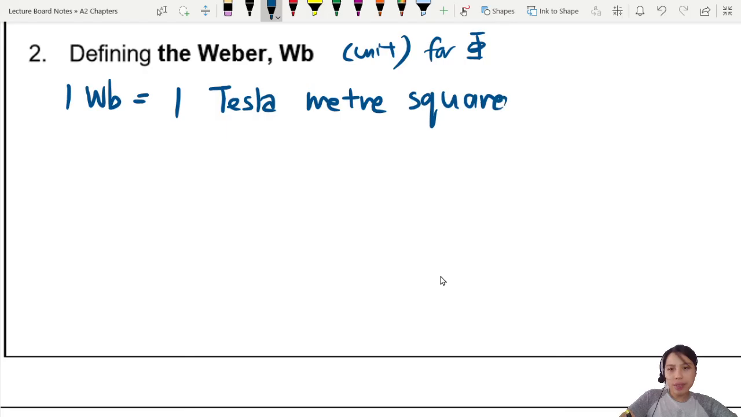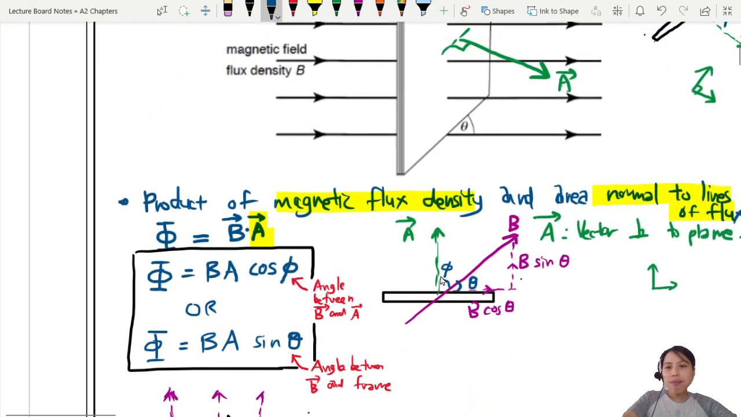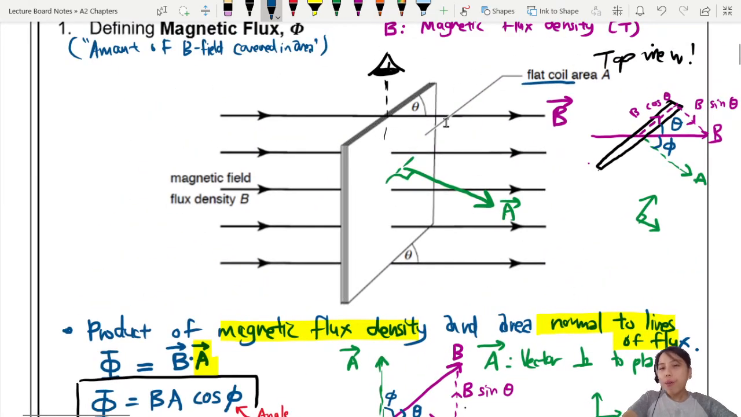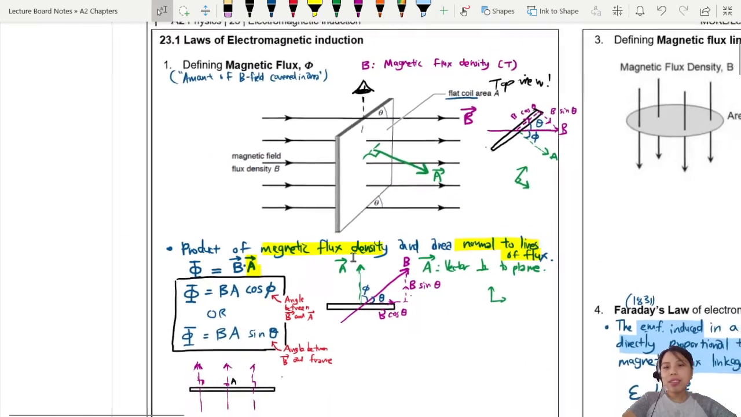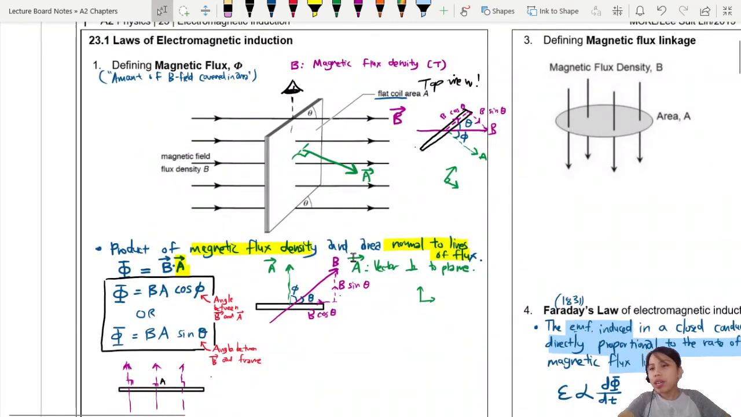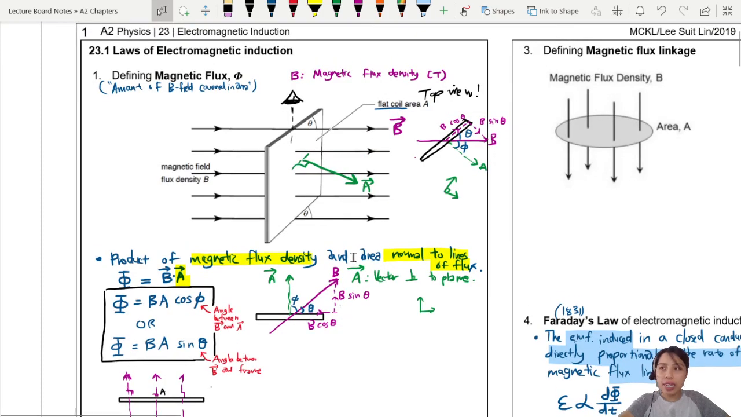Where did we get that from? Well, remember phi equals B dot A. B is in Tesla, area is in meter squared, so the unit is 1 Tesla meter squared. In other words, this is T m². That's all you need to know, okay? So remember the unit for it. And this new thing is called flux, which just quantifies how many of these flux lines, and how much magnetic field, is coming through a certain area. So field times area. There's another one that is related, called the magnetic flux linkage.